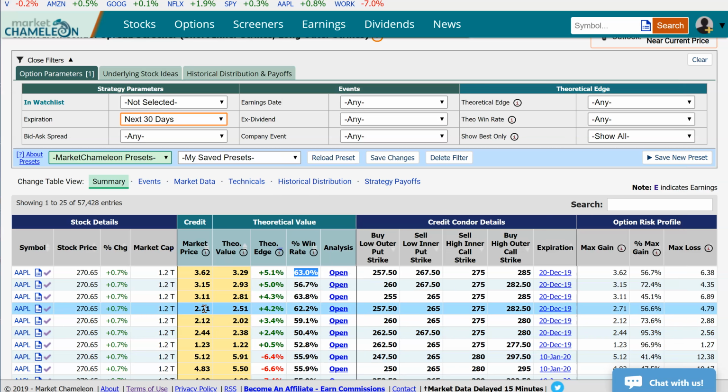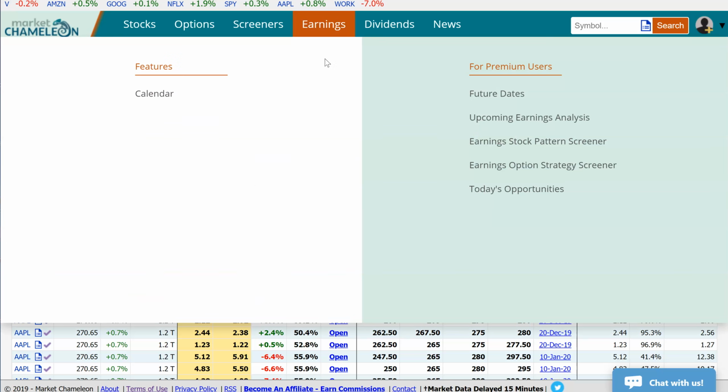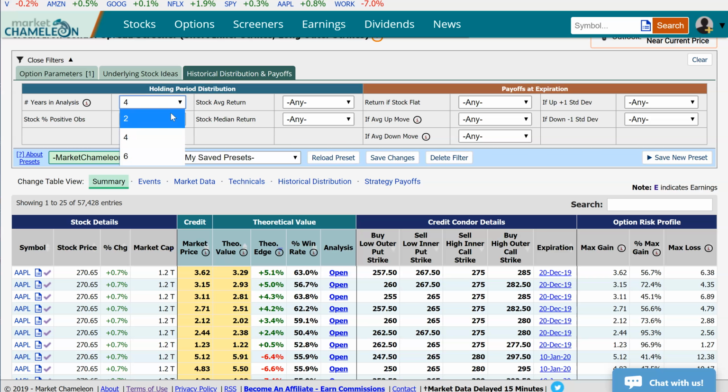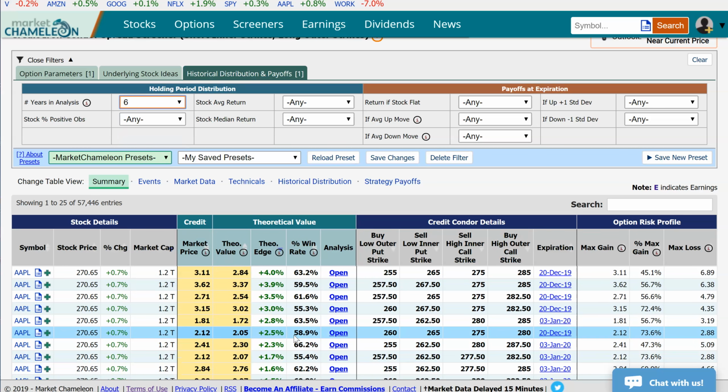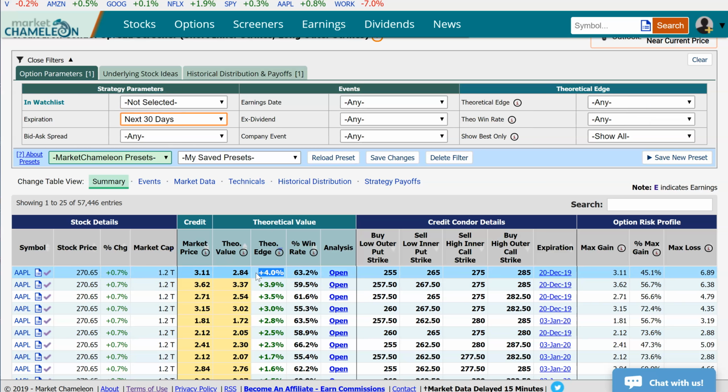But the short version is that here's the Iron Butterfly, December 20th. If you sell the 275, 285 call spread, and you sell the 267.5, 257.5 put spread, then here is your credit, $3.62. Based on historical moves, and right now we look at the last 4 years of historical moves in Apple, but let's change that right now to 6 years.